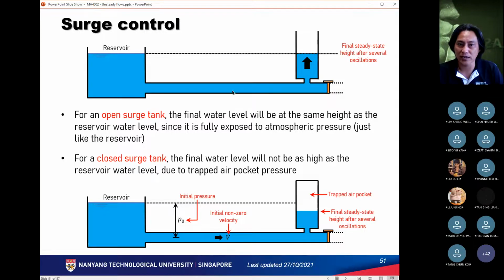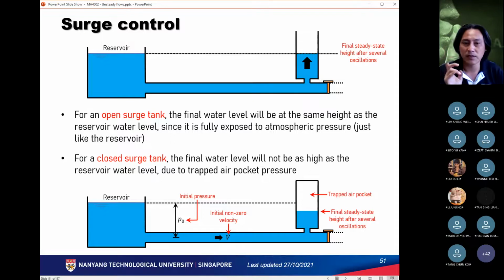Now for an open surge tank, if you think about it, both the reservoir and the open surge tank are exposed to atmospheric pressure. And with the valve closed, it means that at the end of the day, the water level within these two devices, the reservoir and the surge tank, will be at the same level.